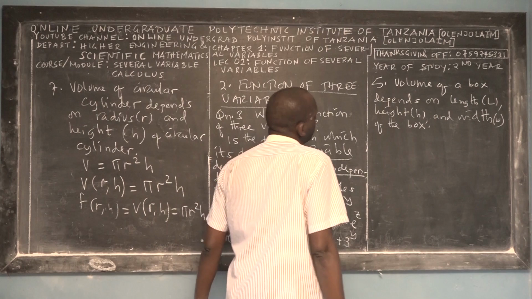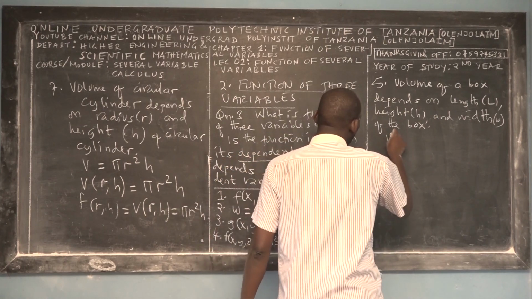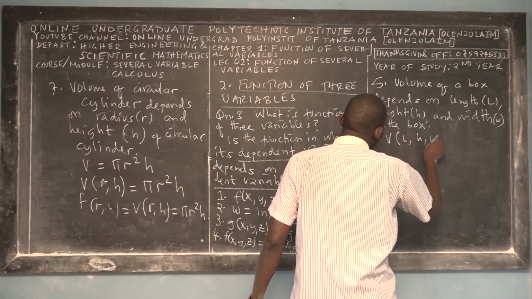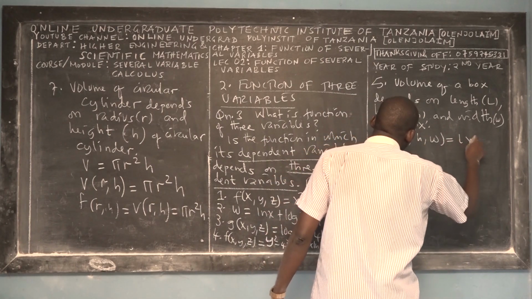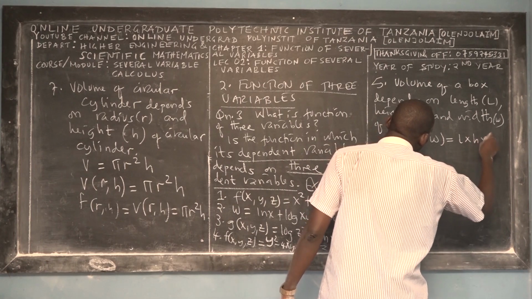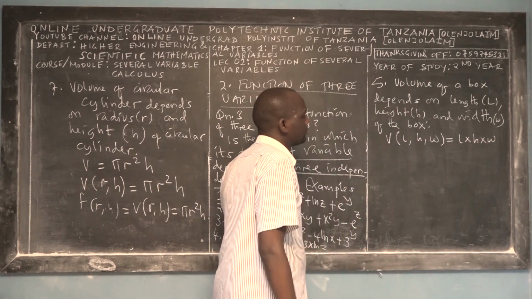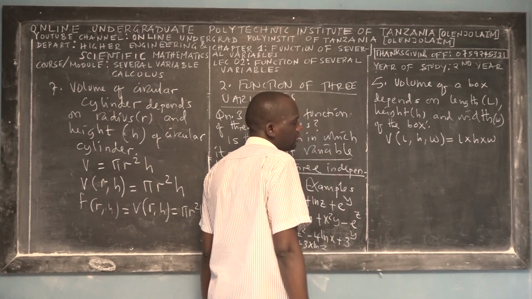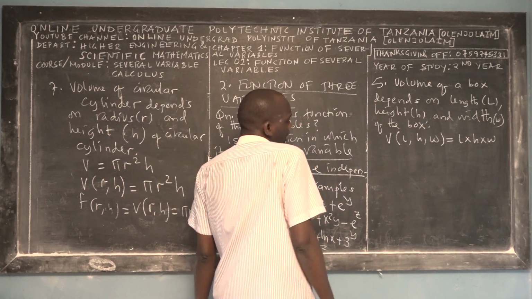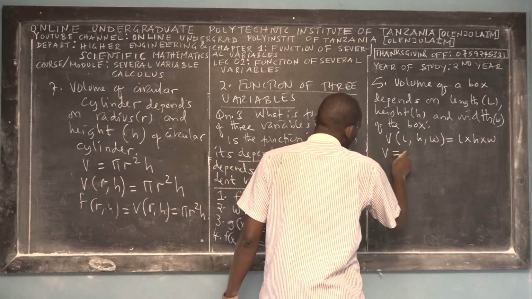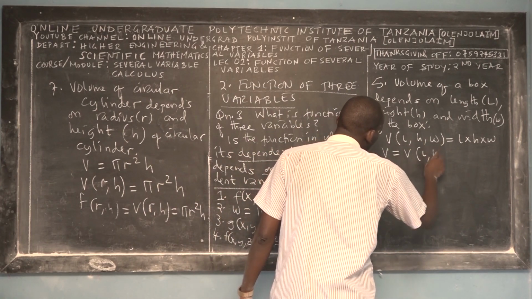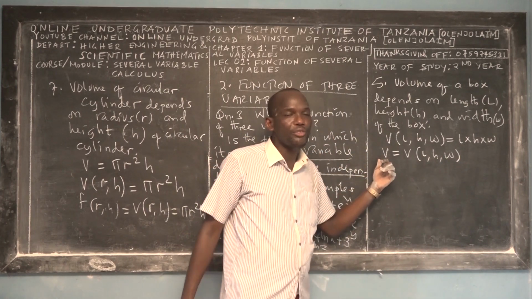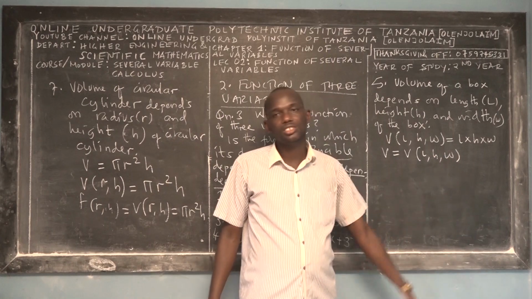Okay? So in this one, we say that the volume depends on length, comma, height, comma, width. And this is equal to length times height times width. So you can write it like that. Or sometimes you can say V is equal to the function, but in this case, we just mention that this dependent variable V depends on length, height, and width.